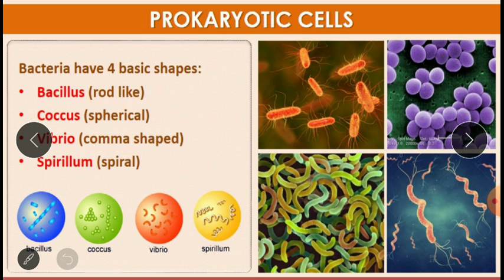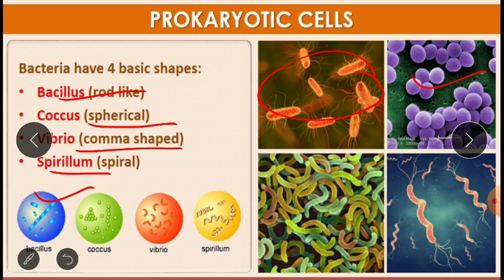Based upon the shape, the bacterium, a prokaryote example, can be divided into 4 types. Bacillus, which means the rod-like cells, you can see over here, this is the microscopic view. Then coccus means spherical, vibrio means comma shaped, and spirillum means spiral shape or the spring-like shape. So these are the 4 basic shapes of the bacteria: bacillus, coccus, vibrio and spirillum.